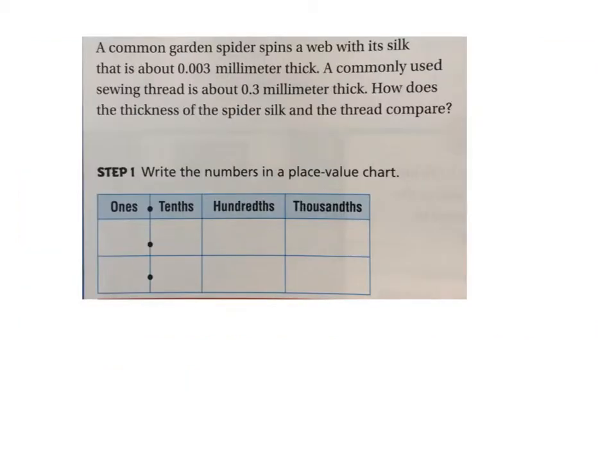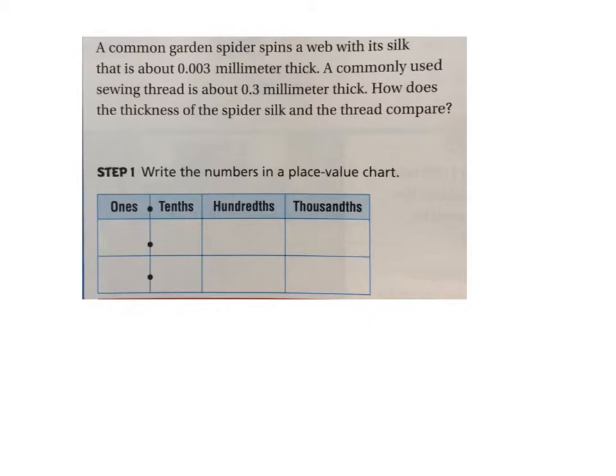It says, a common garden spider spins a web with its silk that is about 0.003 millimeters thick. A commonly used sewing thread is about 0.3 millimeters thick. Okay, so which one's more thick? A common sewing thread or the spider's silk? Yeah, a common sewing thread.